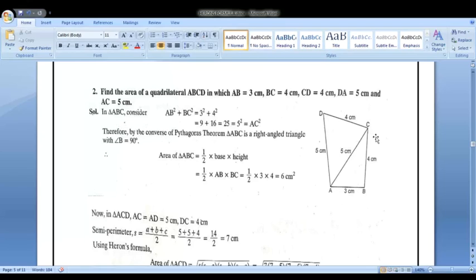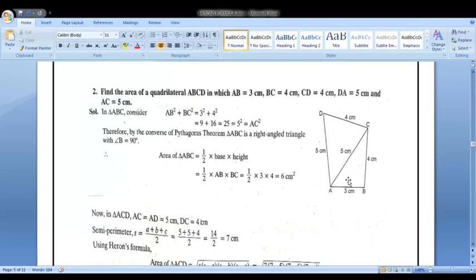He has given triangle ABC. Consider AB square plus BC square is equal to AC square. What is it doing here? Actually, it is nowhere given that any angle is 90 degrees. But as a guess, it is trying 3 square plus 4 square, and it is equal to 5 square. So is it not satisfying Pythagoras theorem? If it is satisfying Pythagoras theorem, it means this is a right angle triangle and at B there is 90 degrees. See, it is one method.